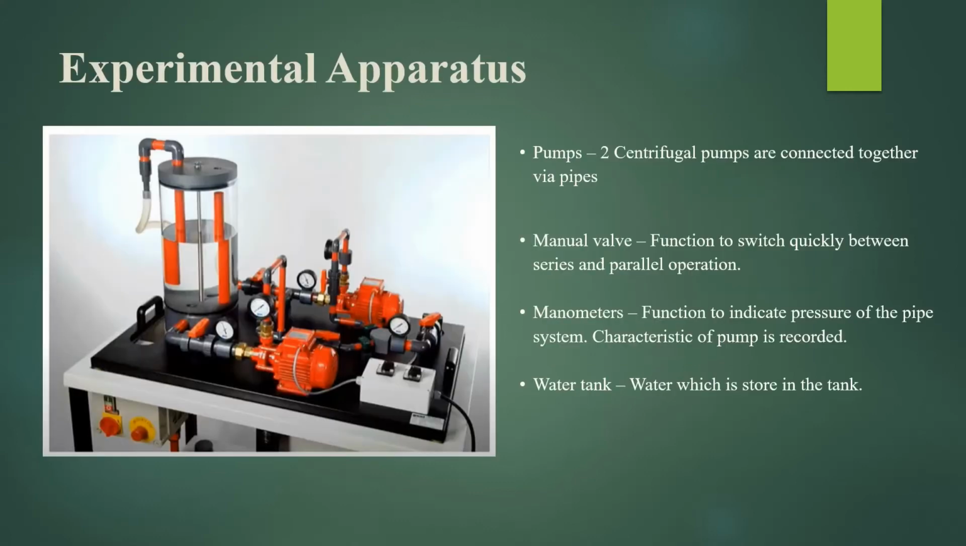Next we would like to talk about the experimental apparatus. These are the apparatus we used for the pump configuration experiment. First are the pumps. Two centrifugal pumps are connected together via pipes. Manual valves are used to switch quickly between series and parallel operations. The manometer indicates the pressure of the pipe system. And third is the water tank, where the water is stored.